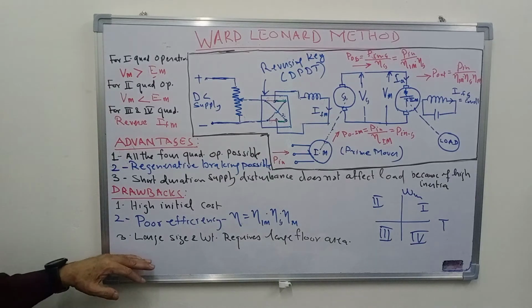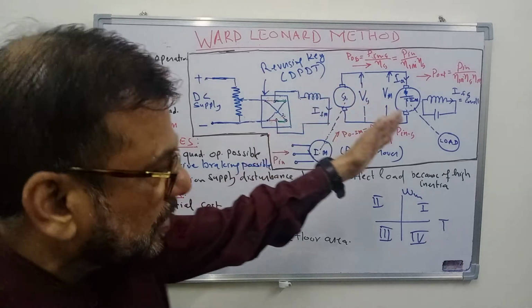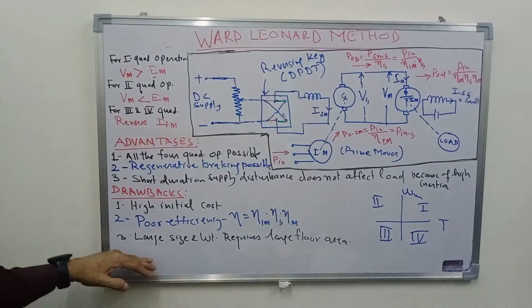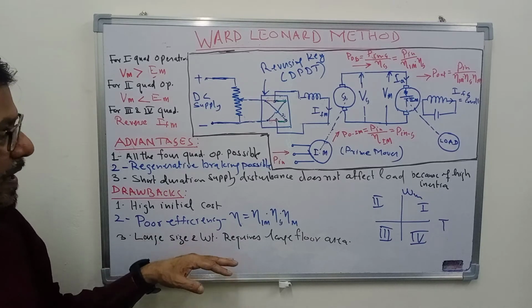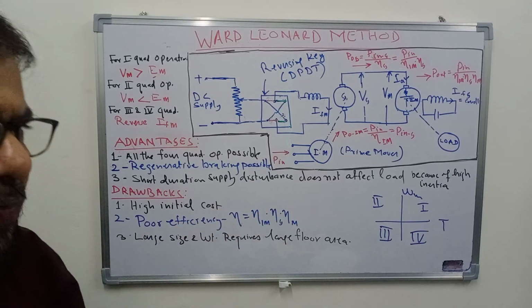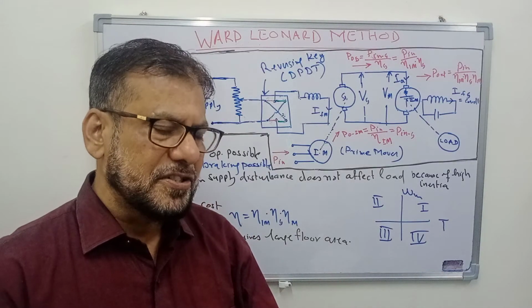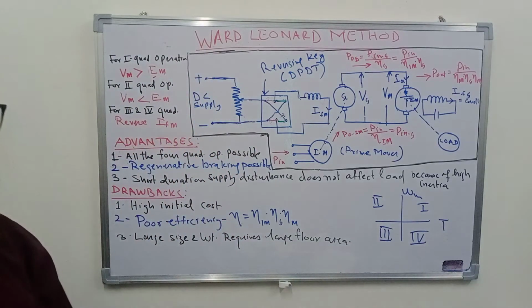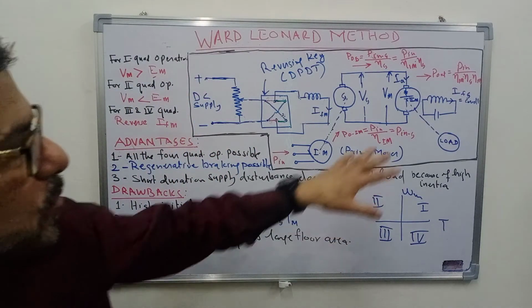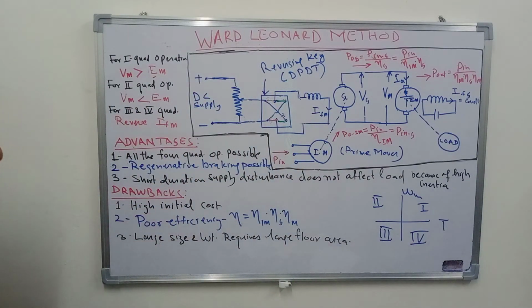Third drawback here is because there are three machines of identical sizes, it will be a large size and weight, and it will require more floor area. One machine is installed here, two additional machines will be installed at the same site, so the floor area requirement will be triple the original motor. So these are the drawbacks of this method.